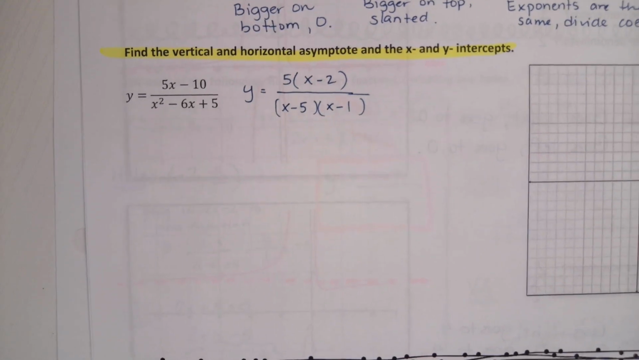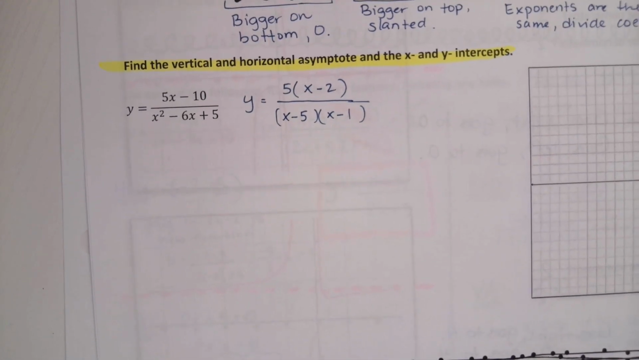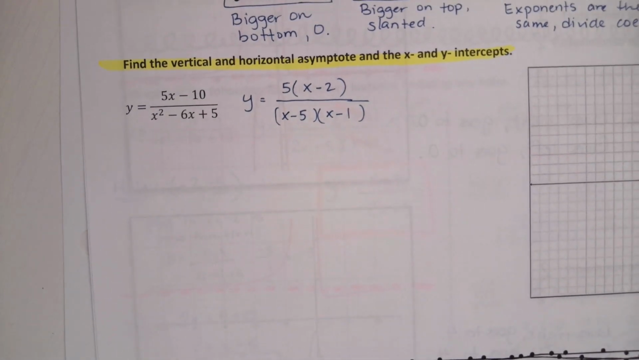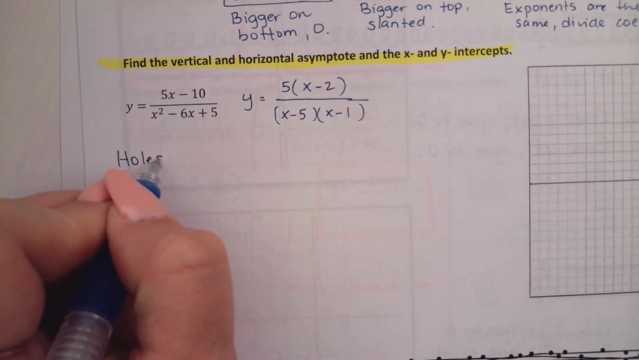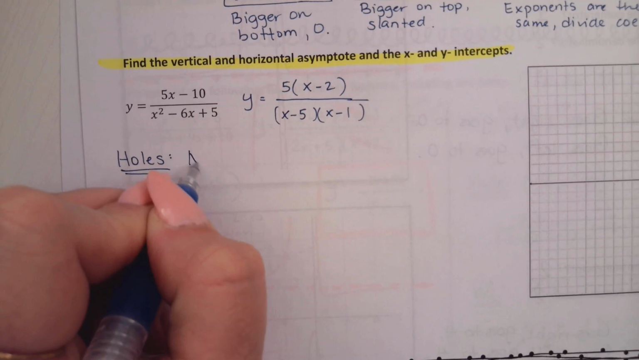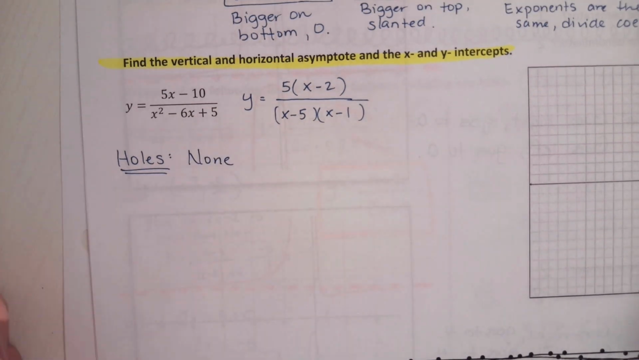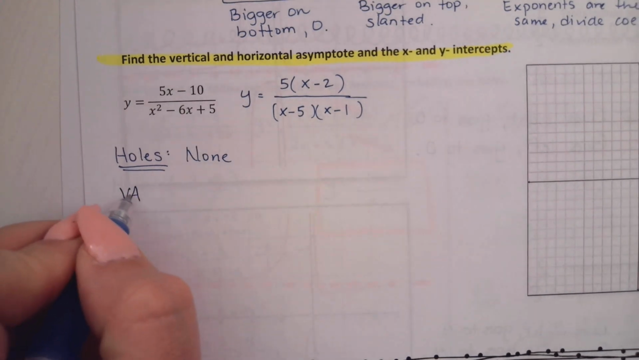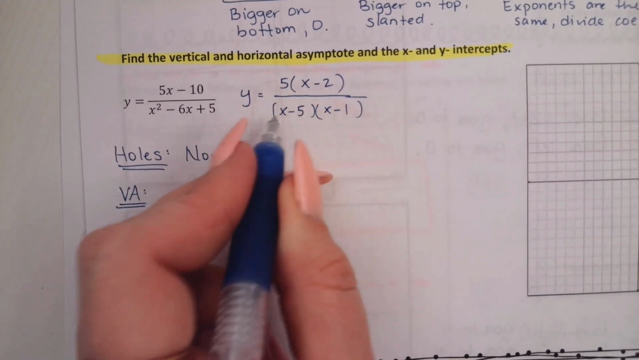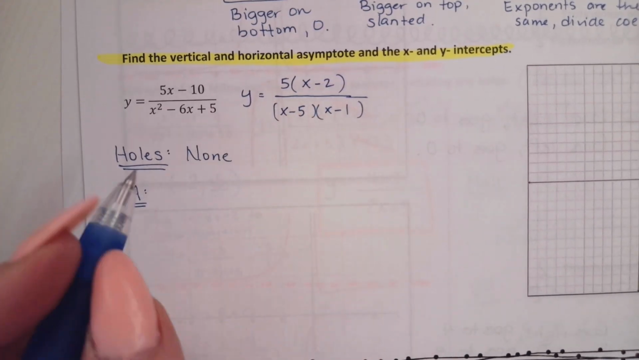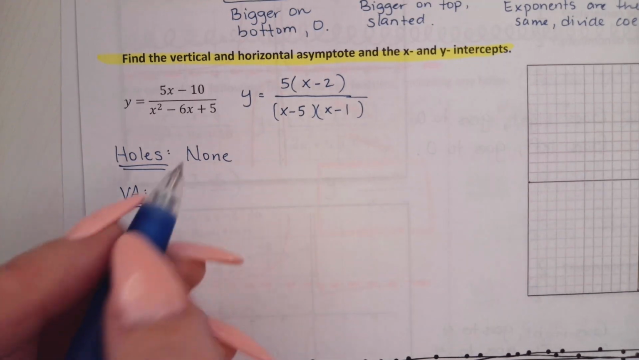Okay, so did I have a factor cancel? No, no factors cancel. So what do I know about holes? No holes. None. Bummer. I love when there's a hole because then it's an easier function, but oh well. Moving into vertical asymptotes, that's where the denominator equals 0. If I have 2 factors in the denominator, how many vertical asymptotes am I going to have? 2.